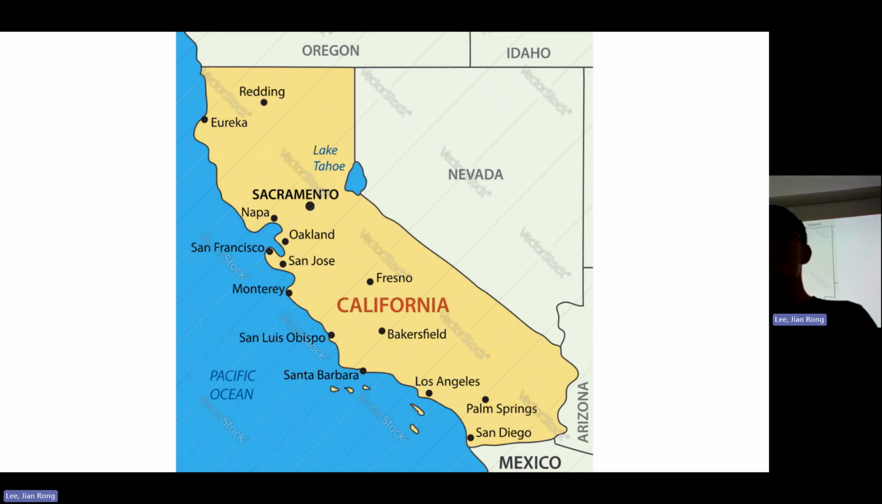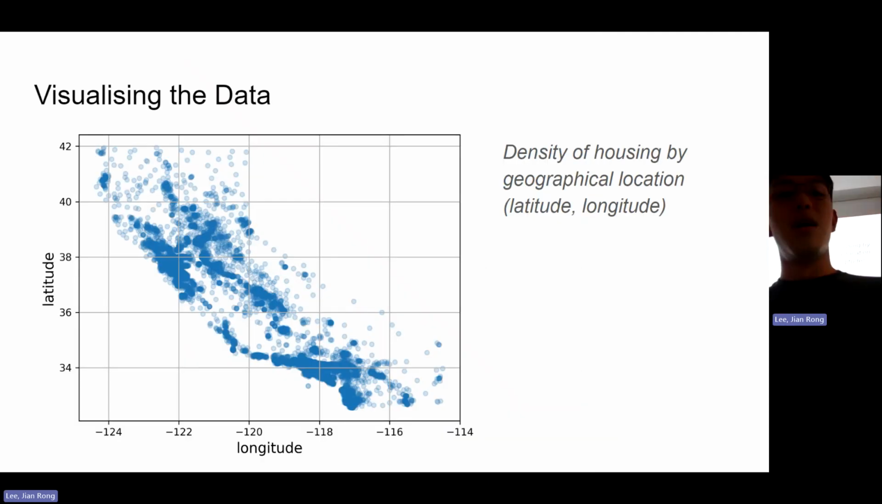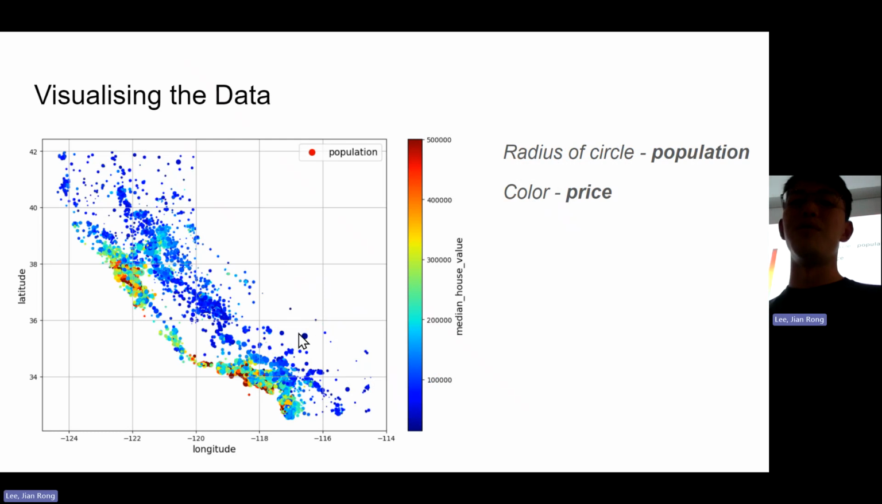Right, this is a map of California. The densely populated areas to look at are San Francisco, Los Angeles, and Sacramento. If I just plot the density of the houses by geographical location, you can see that over here it's really dense. Here is LA and here's Sacramento, right? Using matplotlib, I can also come up with other plots. In this plot, the radius of the circle represents population and the color represents price. You can see the more expensive houses are in the Bay Area over here.